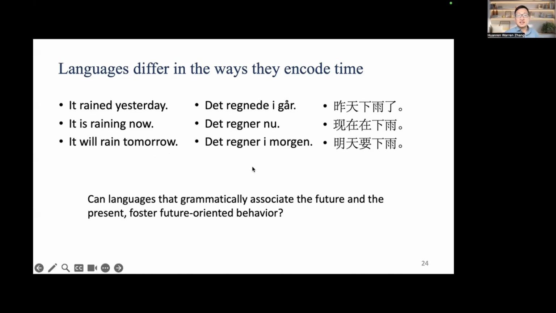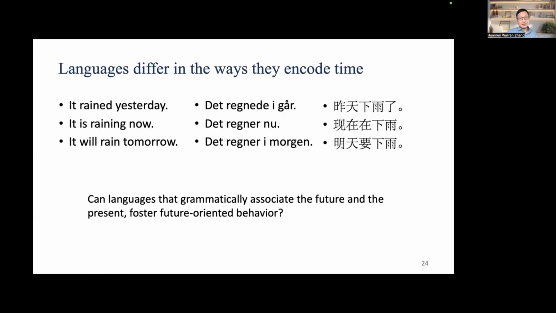Danish distinguishes them a little bit, but not that clearly. The way you describe the present and the future are quite similar. Here you see the same form for the verb for now and for tomorrow. For the past, it's slightly different.